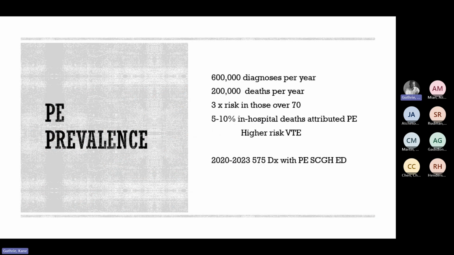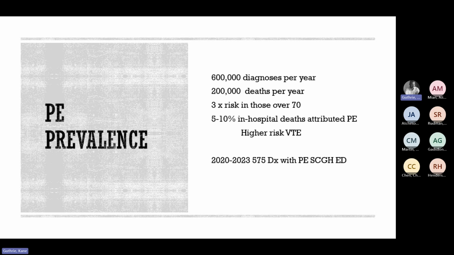So when we look at worldwide data, there's about 600,000 diagnosed PEs per year. And there's about 2,000 deaths per year. So 1/3 are massive to submassive PEs, so quite big. There's 3 times the risk of having a big PE if you're over the age of 70. And 5 to 10% of in-hospital deaths are actually attributed to PE because we know that in-hospital patients are high risk for developing venous thromboembolism.